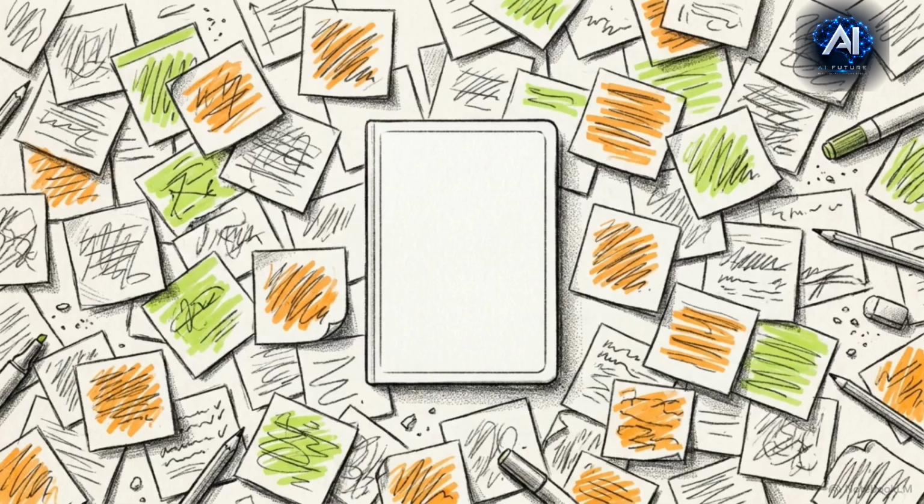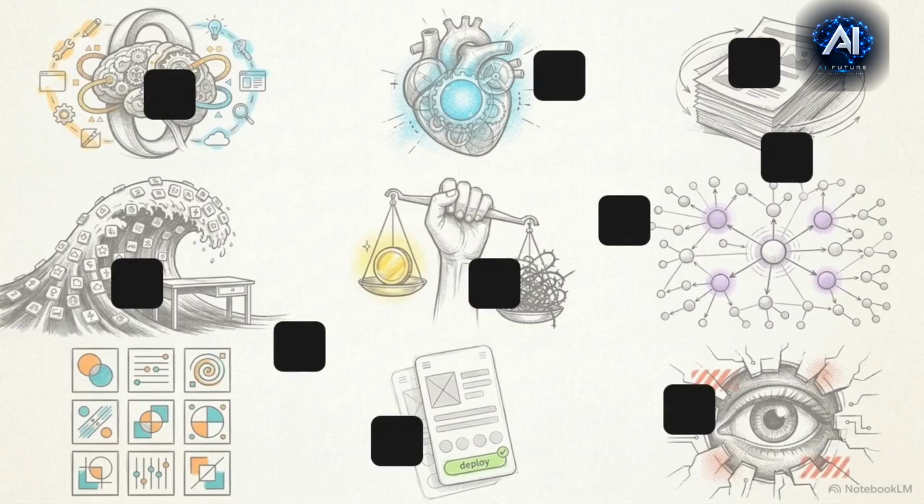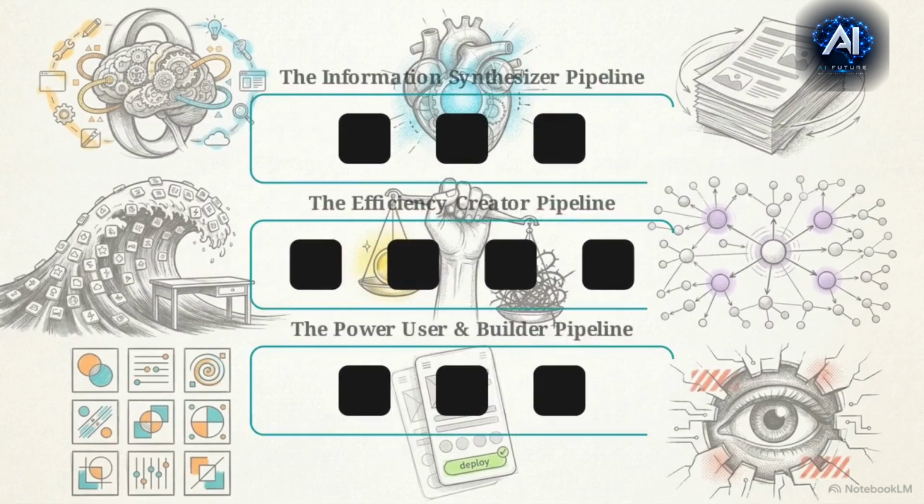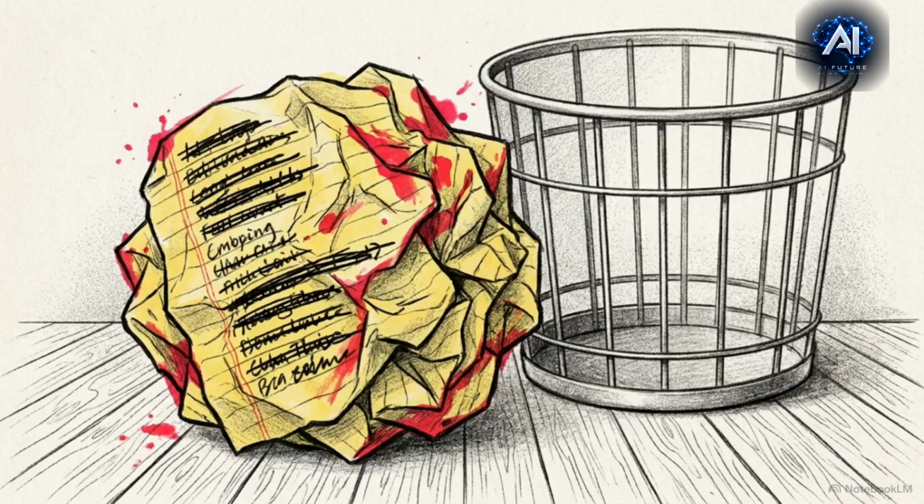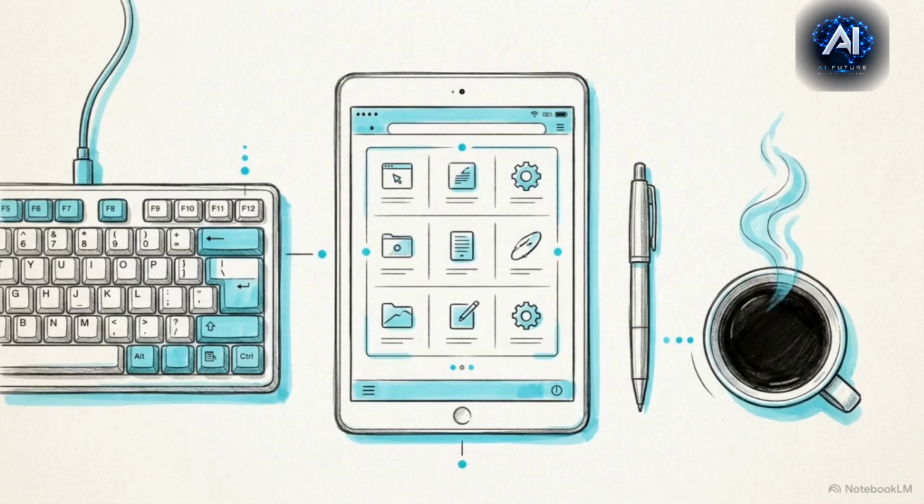So we are ignoring the hype of collecting random applications. Instead, we are taking 10 specific, highly capable free tools and grouping them into 3 strict operational pipelines. True productivity requires dropping the top 10 list mentality entirely. You need a curated system built for your specific workflow.